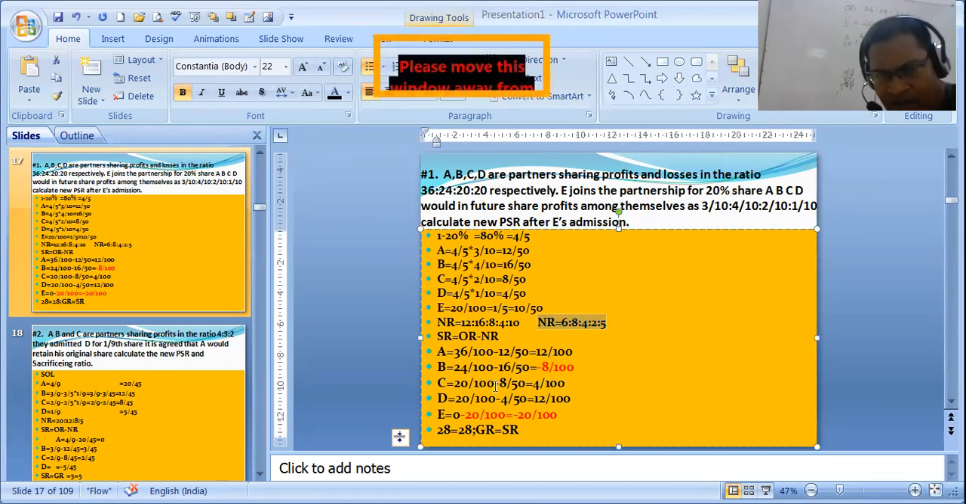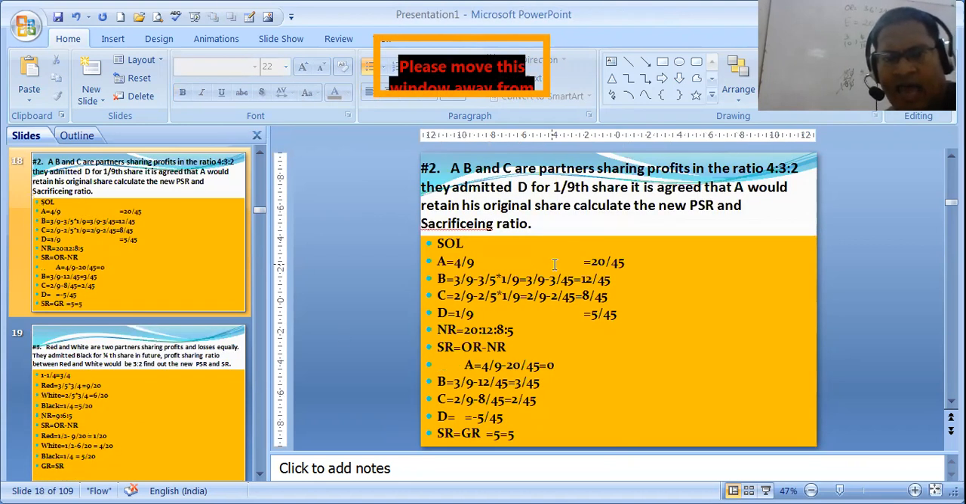C over here, 20 by 100 minus 8 by 50, which is 4 by 100. And D, 20 by 100 minus the new ratio, which is 4 by 50, that is 12 by 100. So the sacrificing ratio is 12 is to 4 is to 12. And B was gaining minus 8 and E was gaining 20. If you will notice, dear students, that 12 plus 4, 16, 16 plus 12, 28. So their sacrificing is 28 and their gaining is also 28. So 28 is to 28 is their gaining and sacrificing ratio.